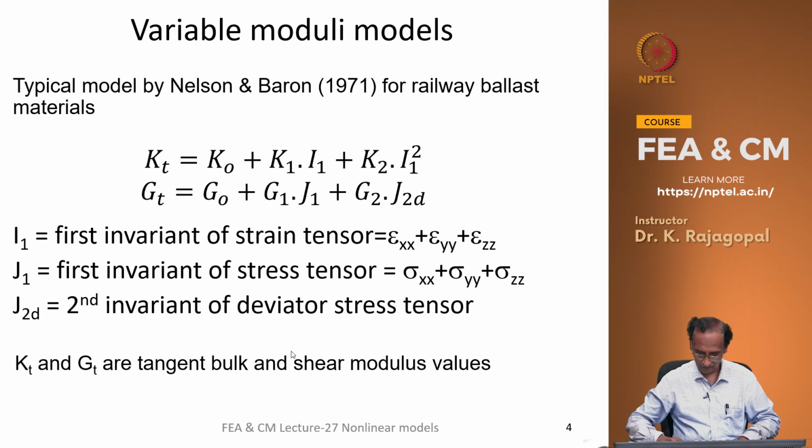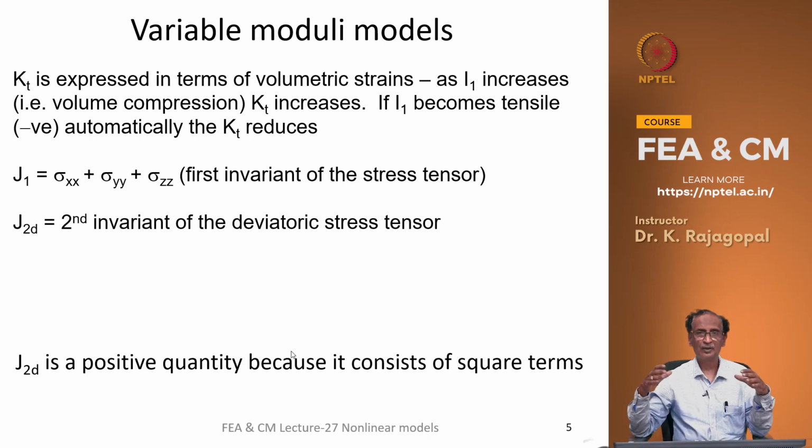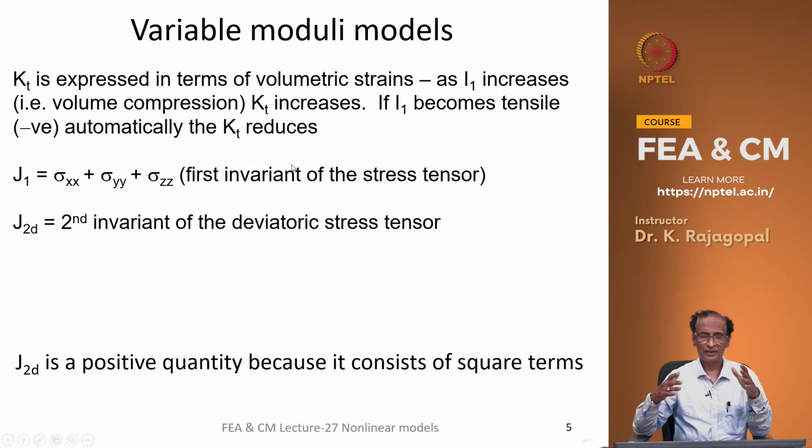Our KT and GT continuously change during the analysis, so as long as your volumetric strain is compressive, the KT will go on increasing, and if I1 is tensile, our bulk modulus will reduce because I1 becomes negative. And then our J1 is representing our volumetric compressive stresses, and because of that, the effect of the volumetric compressive stresses is to increase the shear modulus.